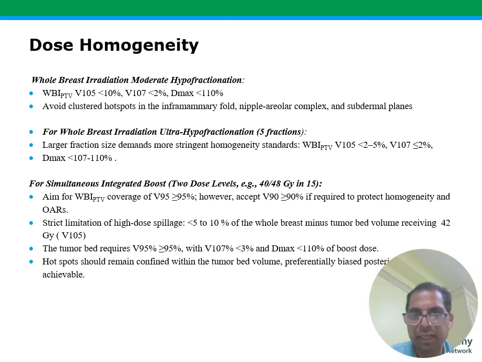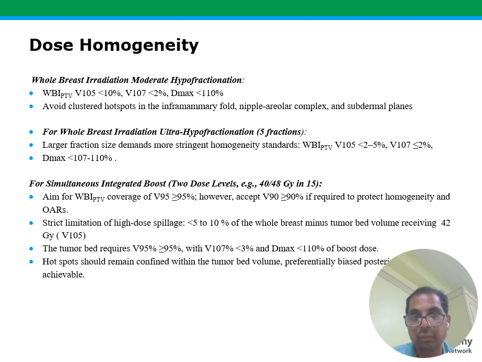But you can accept 90-90 to protect dose homogeneity and OAR. We strictly limit the high dose spillage. I showed you the example, like 42 gray or 105 less than 5 to 10% outside the boost volume, which is surgical bed with 5 millimeter margin.